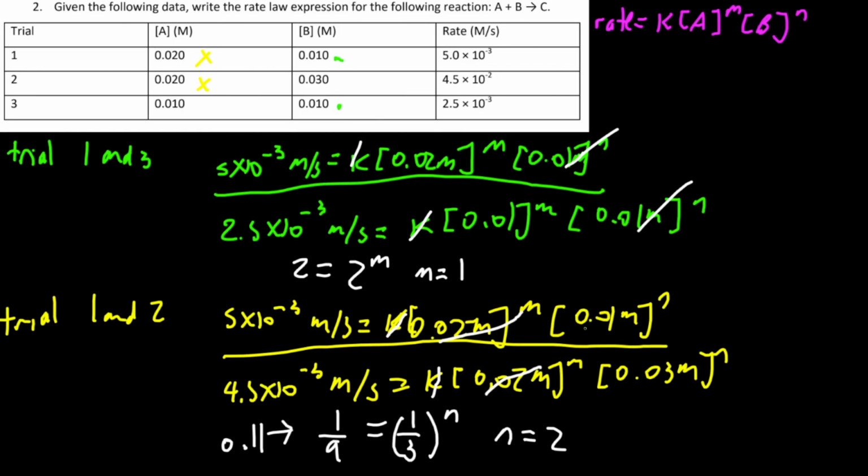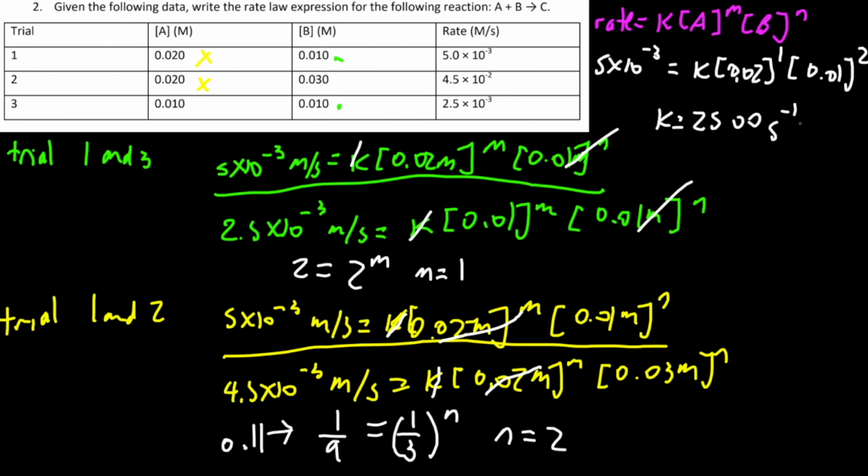Great. So now we can also use this to solve for K. So to solve for K, I'll use rate 1. So 5 times 10 to the negative 3 equals K. So A was 0.02 to the M, which we saw, which is 1. And then B is 0.01 to the N, which is 2, which we solved. Completing this, you should get K equals 2,500 second negative 1 molar negative 2.